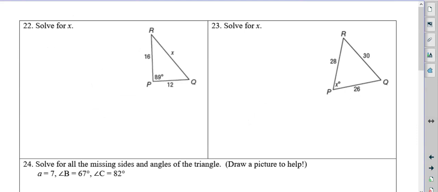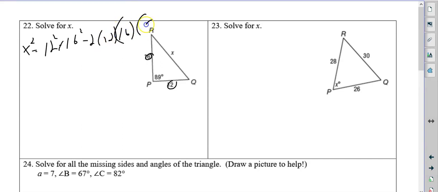All right. Last page, I believe. Yep. Solve for x. Okay. Now this one is the other fun formula. So x squared, and you'll have these formulas on the test, is going to be this side squared plus this side squared. So 12 squared plus 16 squared minus 2 times those two numbers again, 12, 16, times the cosine of the angle.